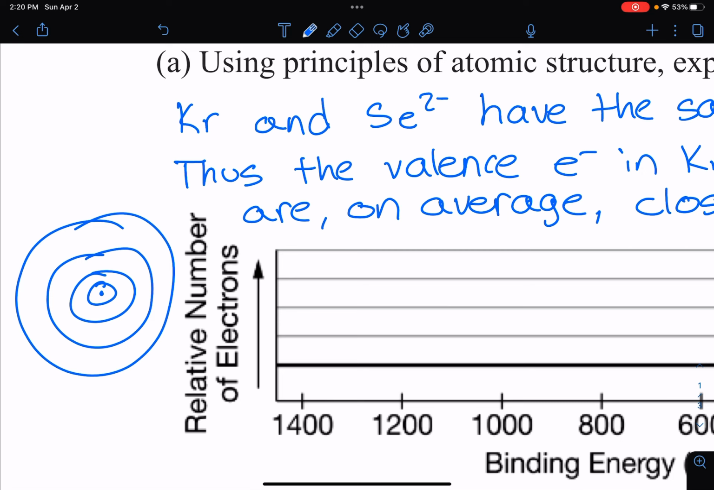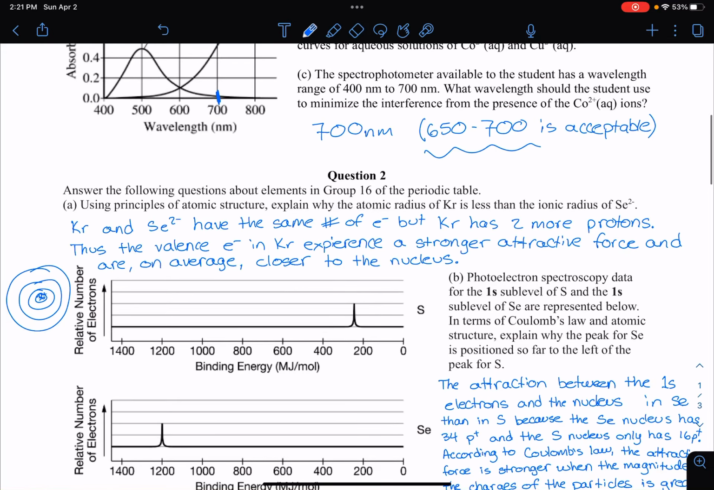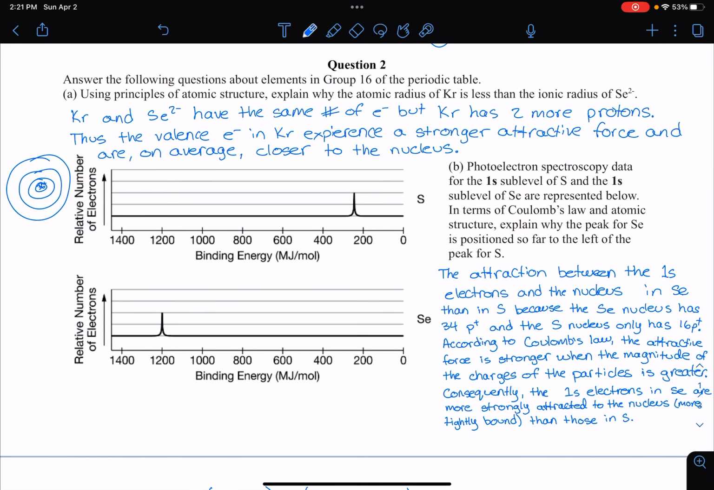So we've got a higher 36 protons, and here we've got a higher attractive force at the center. Maybe you can think of it as a stronger magnet at the center, pulling in all of those shells a little bit closer to the nucleus than selenium can, because selenium only has 34 protons.